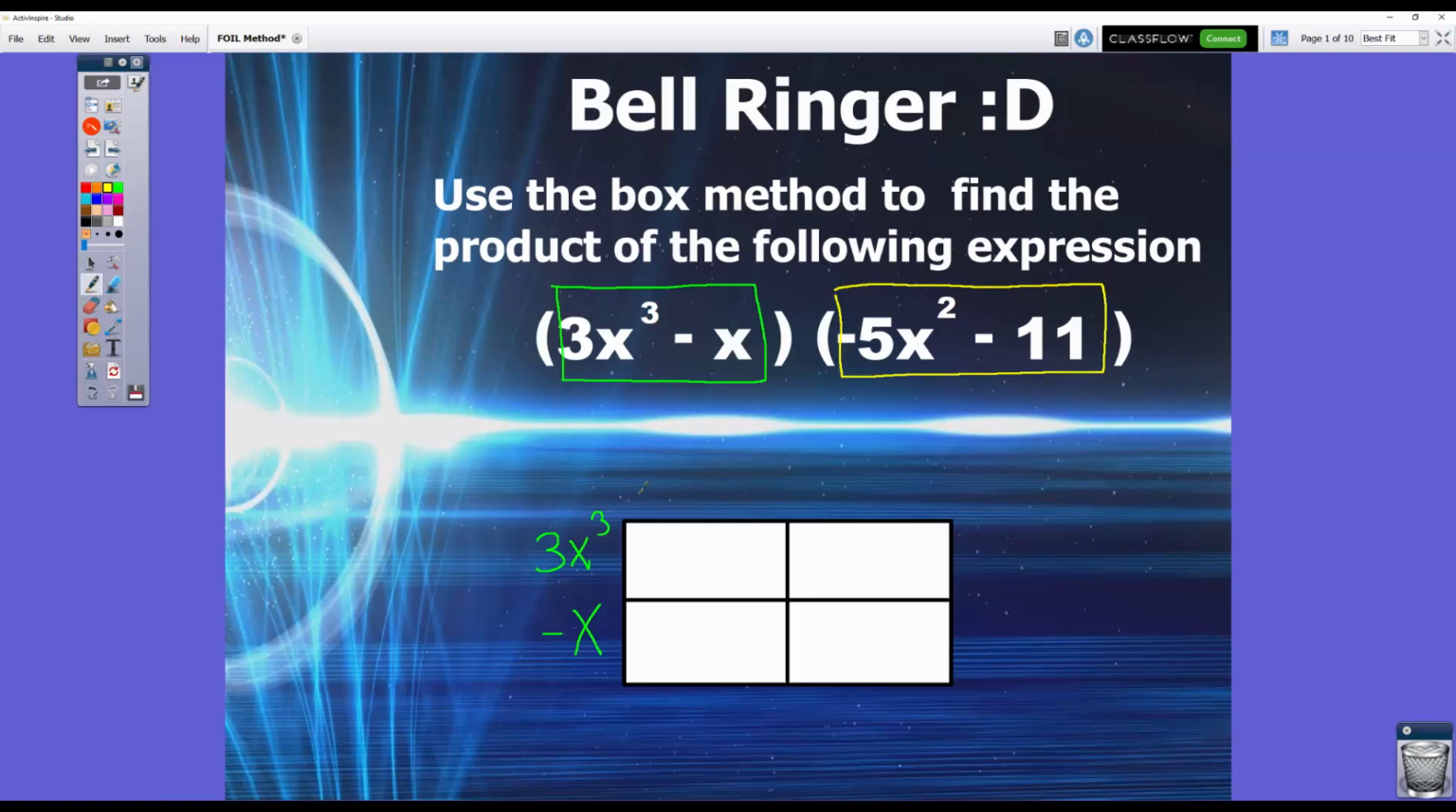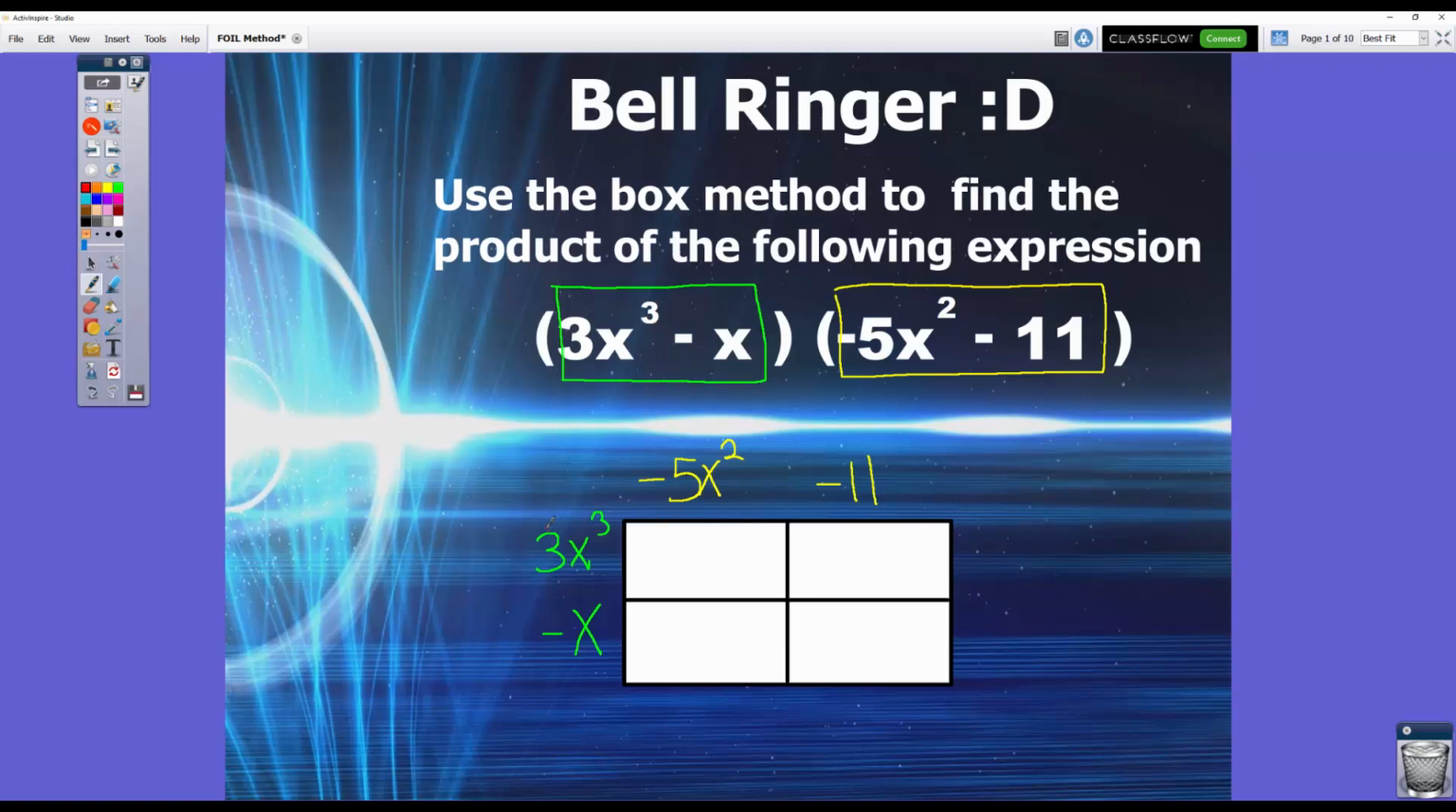Okay, and we're going to write our terms that make up our second binomial right here. Already made a mistake. Okay. We've got it all set up. Let's go ahead and use the box method. We're going to multiply all of these terms together, 2 at a time. So we'll start with 3x to the power of 3 times negative 5x to the power of 2.